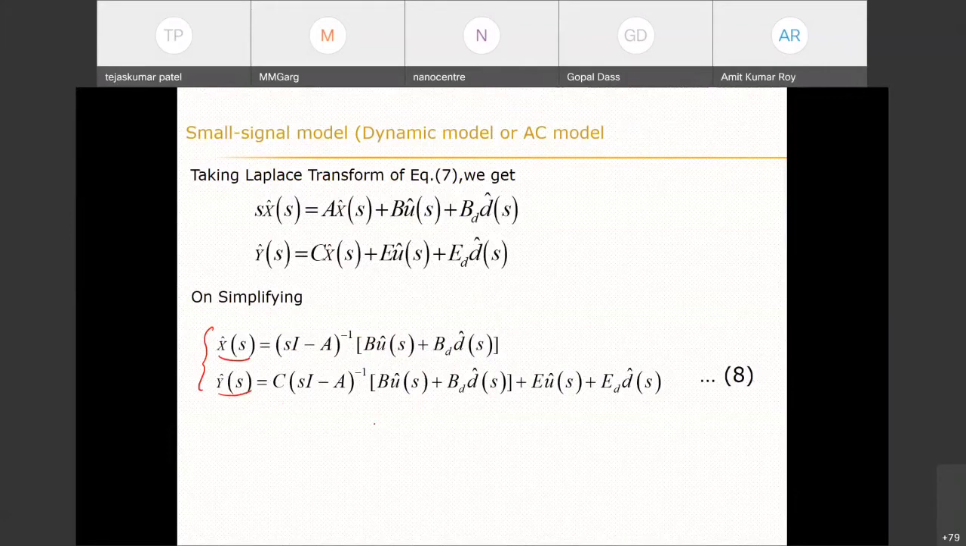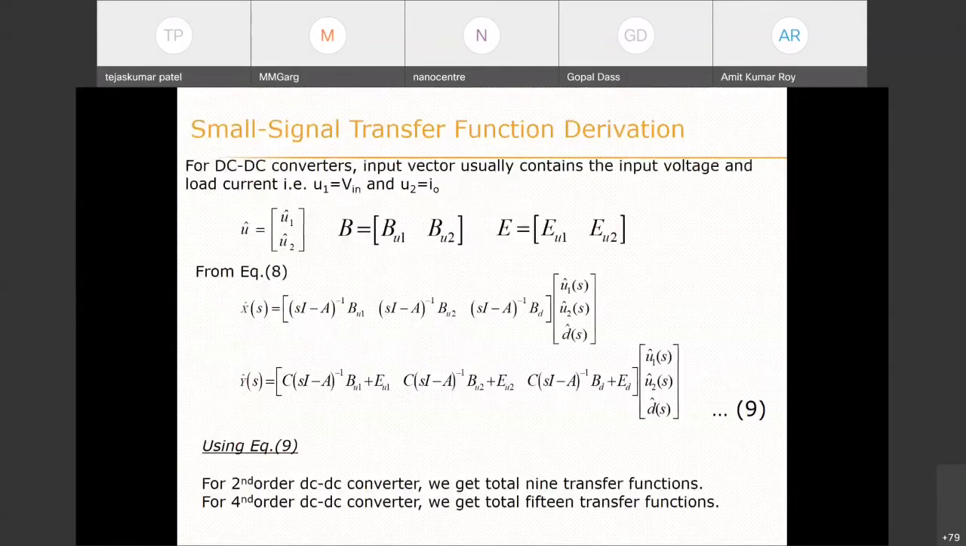Now this is in the time domain. There are well-equipped controller design techniques which work well with the transfer function. So we take the Laplace transform, and we get these two equations in the Laplace domain, or S domain. Then from these two equations we may get various transfer functions.